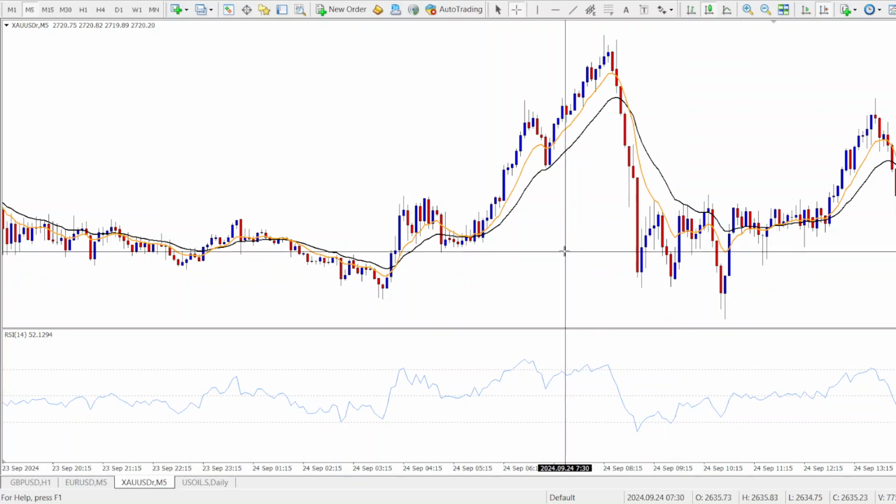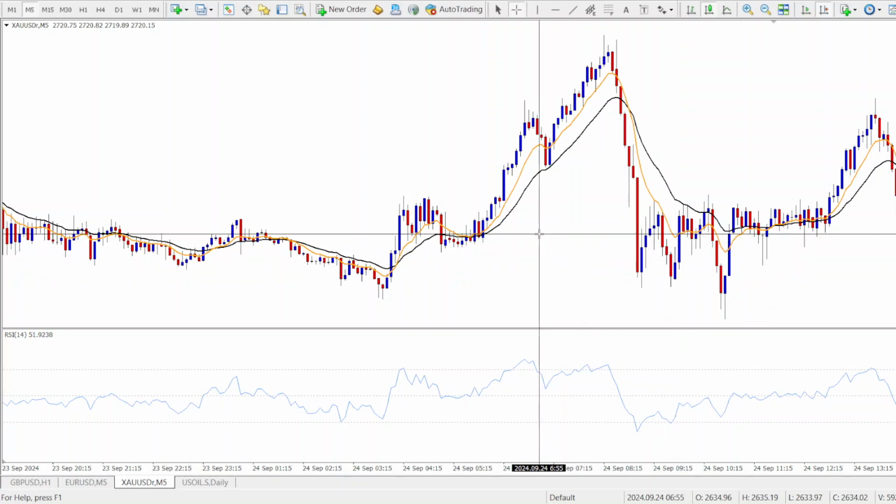Now in terms of risk management, it's important that you practice good risk management. Try not to risk more than you can afford to lose. You can keep your risk per trade at a maximum of 2 to 3% of your account balance. And then also practice a good risk to reward ratio. You can aim for a 1 to 2 risk to reward ratio. If your stop loss is 10 pips, you can aim for 20 pips profit. That's a 1 to 2 risk to reward ratio.